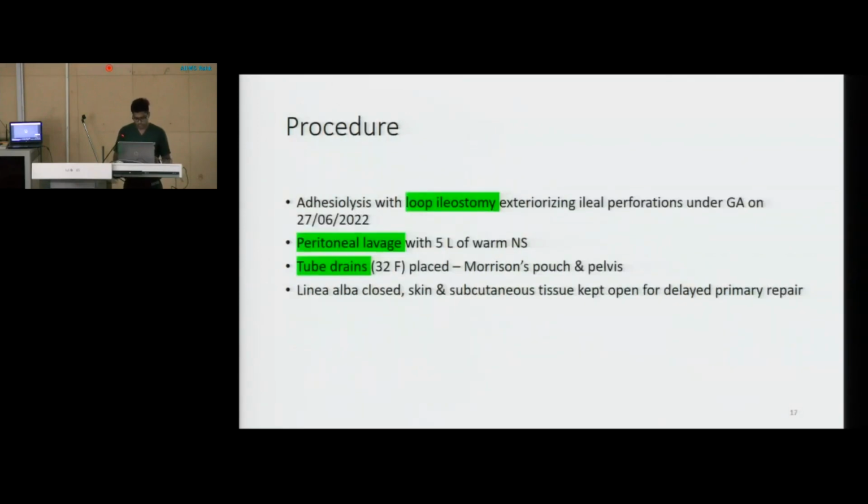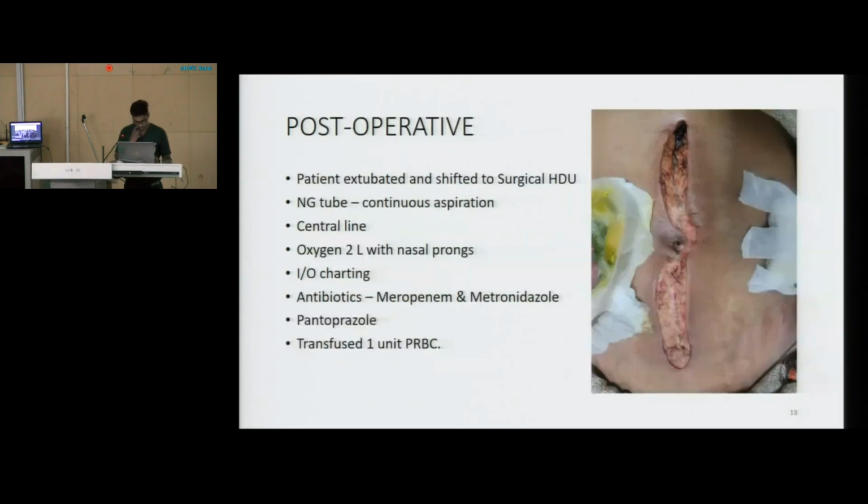Procedure. We did a loop ileostomy, exteriorizing both the perforations as the patient was sick. Peritoneal lavage was given and 2 drains were put. Fascial closure was done with skin and subcutaneous tissue kept open for delayed primary healing. The image to the right shows how the abdominal closure was done. Apart from the fascia, the covering of the skin and subcutaneous tissue was left open. The one on the right is an ileostomy with the stoma bag in situ.